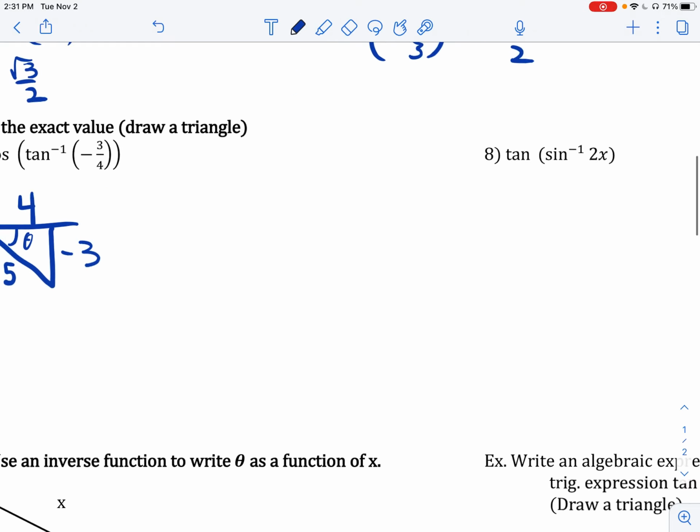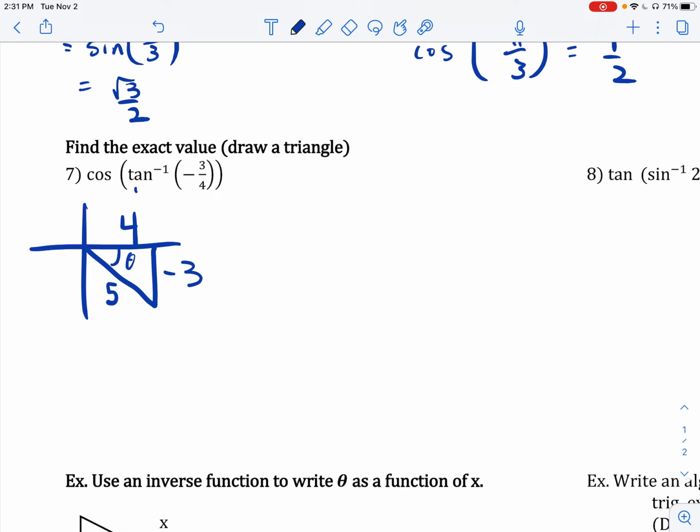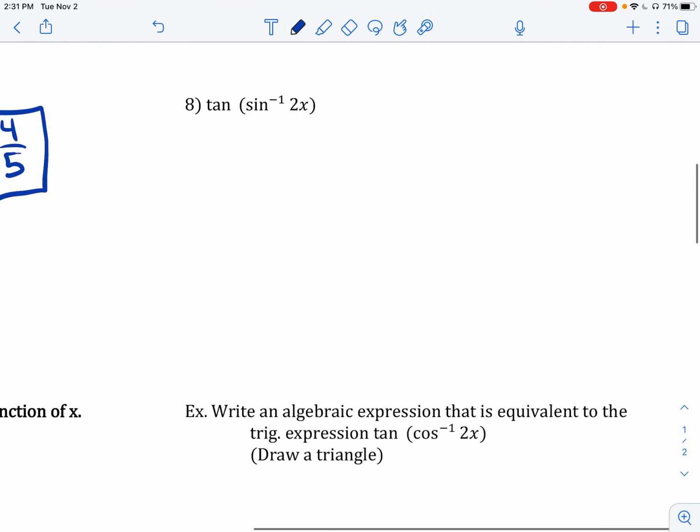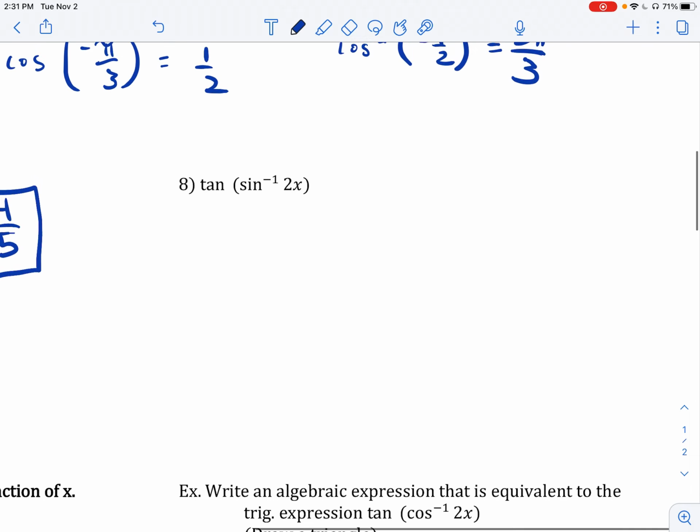So I can say the following. I know that the arctangent of -3/4 gives me some angle theta. I can then say that the cosine of this same angle theta is going to be adjacent over hypotenuse, which is 4/5. So that would be my output here. Okay. All right. What about something like number 8 over here?